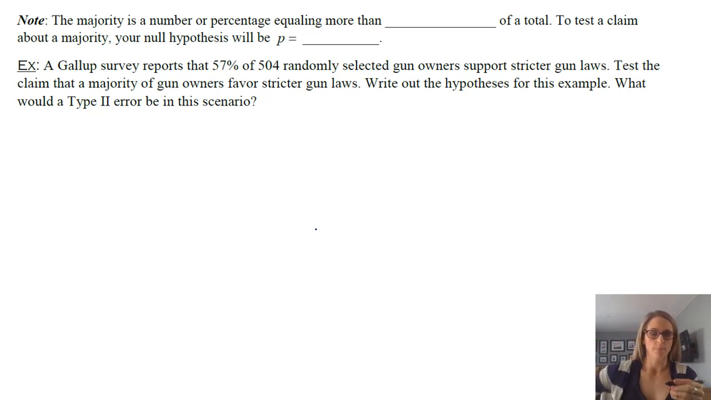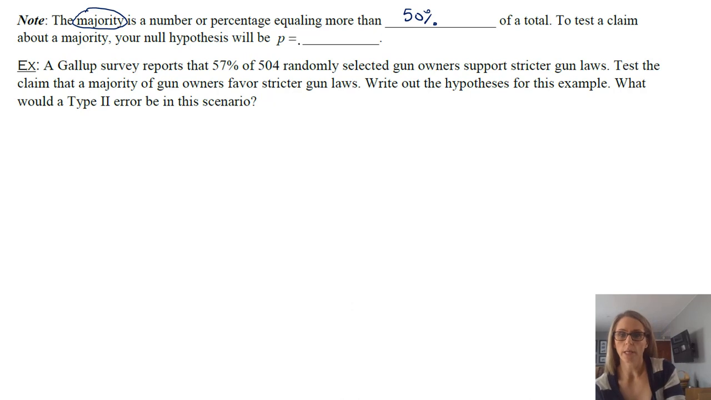The majority, this is just a note. This is good because sometimes we see this on problems. When we use the word majority, or when I say we, I mean like the book or like statistics, the majority is a number or percentage equaling more than 50% of a total. To test the claim about a majority, your null hypothesis, and this is always a proportion because it's a percentage, is 0.50.